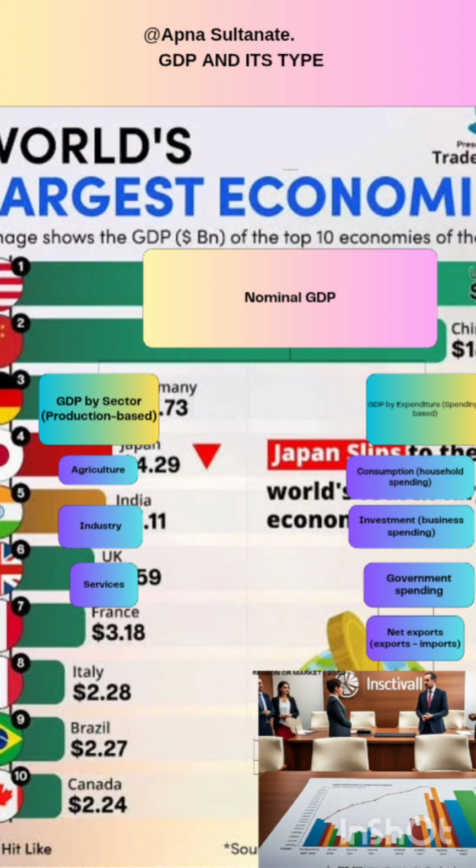Second, GDP by expenditure, spending-based. This measures GDP based on total spending in the economy. Consumption, household spending; investment, business spending; government spending; net exports minus imports. All values are calculated without adjusting for inflation. Nominal GDP can be understood in two ways: by what we produce or by what we spend. Both give us a full picture of the economy using current prices.